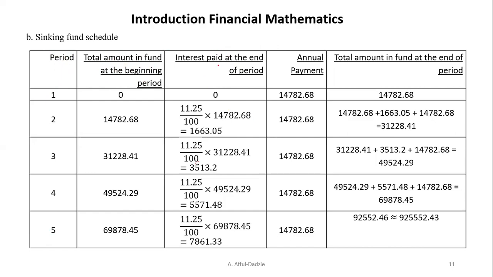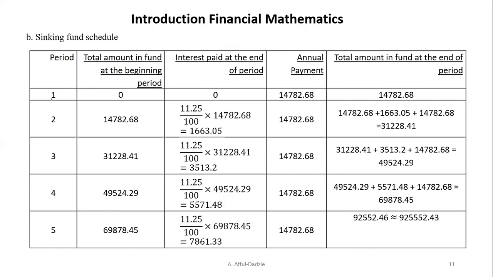Then you have the interest paid at the end of the period. We need our annual payment. And then the total we will have in our fund, the total in fund. So let's start. Payment was at the end of the period.